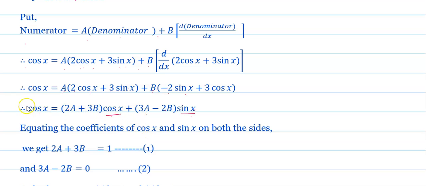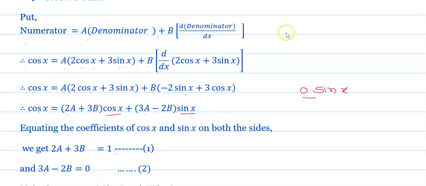Now what is the coefficient of cos x here? 1. Okay. Therefore 2a plus 3b is equals to 1. Now here, is there a sin x term in cos x? No. It doesn't exist. Therefore we can write here 0 into sin x. Okay, so if it doesn't exist, then we will equate this 3a minus 2b as equals to 0.